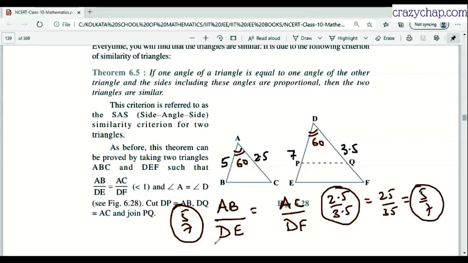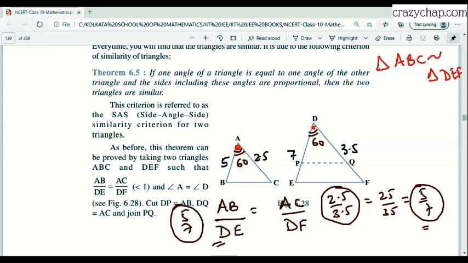So we find that these two side ratios are equal. And the in-between angle is also equal. Angle A is equal to angle D. So yes, we can say that triangle ABC is similar to triangle DEF.